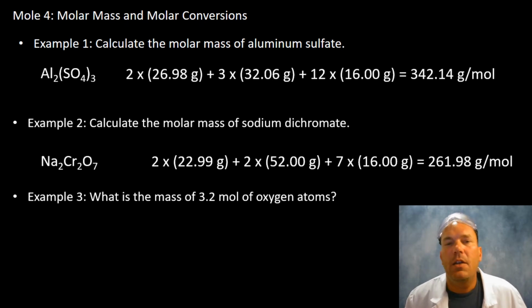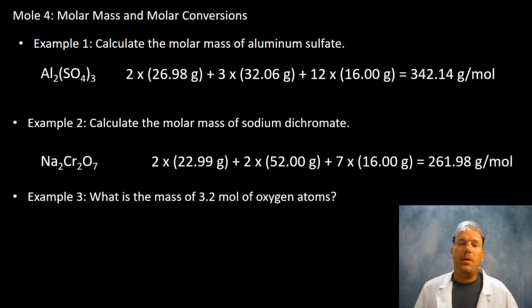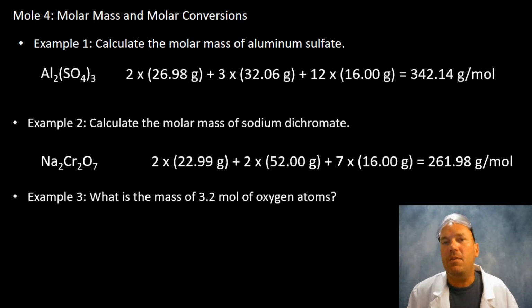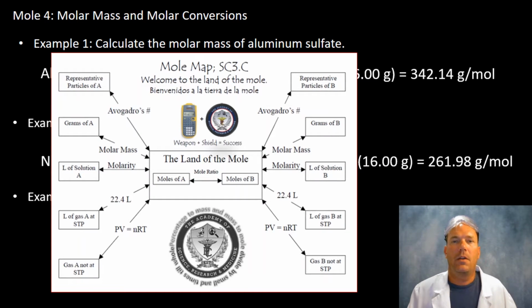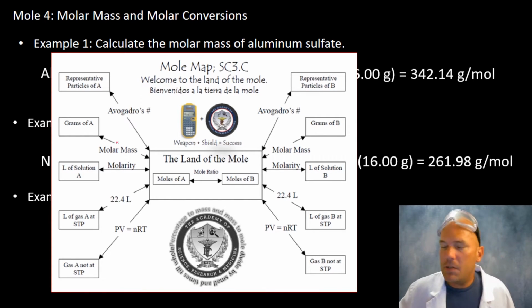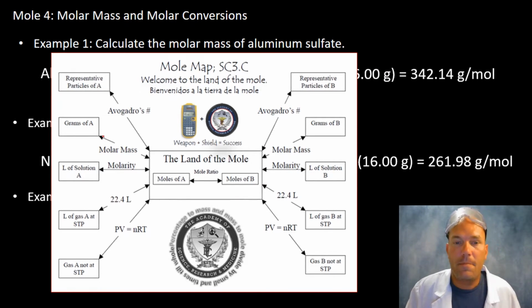Example number 3. What is the mass of 3.2 moles of oxygen atoms? 3.2 moles of oxygen atoms. Now I want you to grab your mole map here. Okay? We are being asked to go from moles, okay, to mass, or grams. So this mole map is telling you the way is through using that conversion factor of molar mass, or grams per mole. Okay, so that's how you use the mole map.